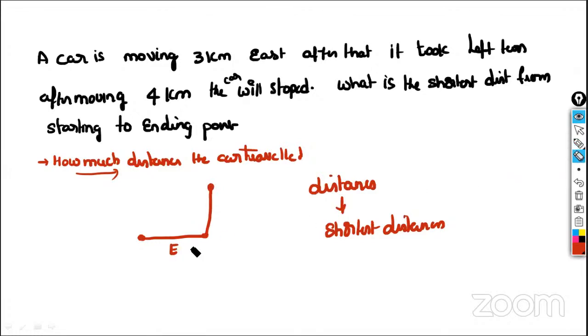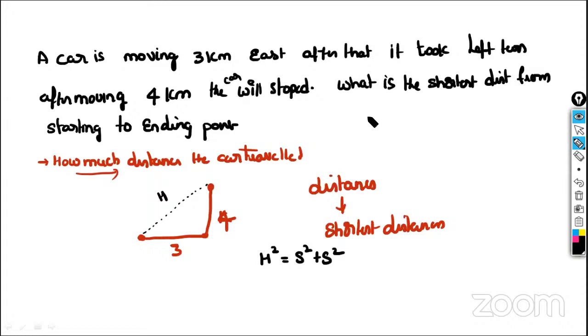Here, how much distance is there? Actually, 3 and 4. Then he was asking the shortest distance. That means this is the shortest distance, and this is the longest distance. So here we take it as a right angle triangle. We know the very well-known formula: hypotenuse square is equal to side square plus side square. I know one of the sides is 3, another side is 4, right?